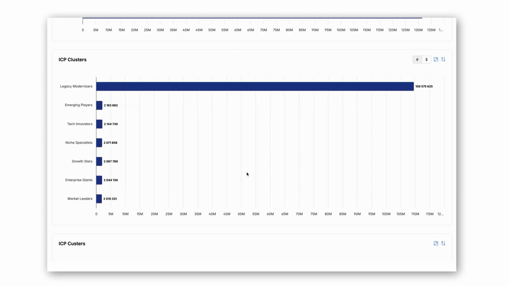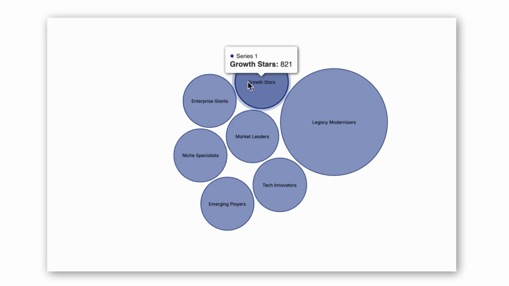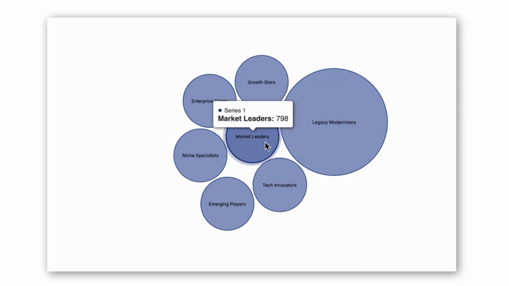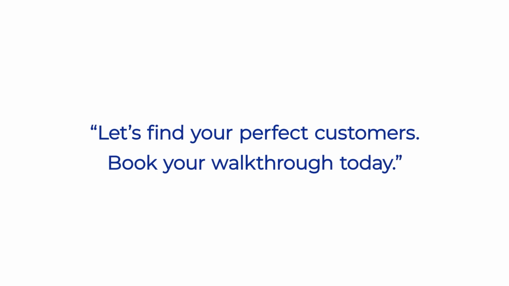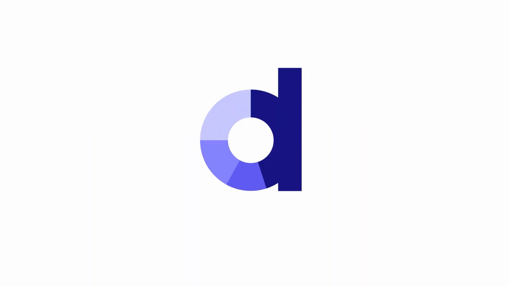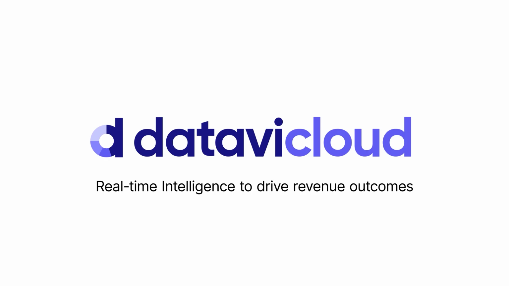Prioritize by cluster, from legacy modernizers to growth stars, so your campaigns hit exactly where your next win lives. Stop selling to everyone. Start selling to the right ones. DataviCloud's ICP dashboard, because precision beats spray and pray every time.